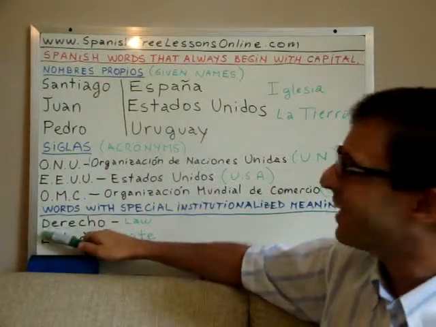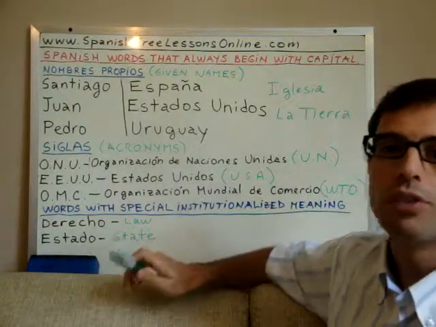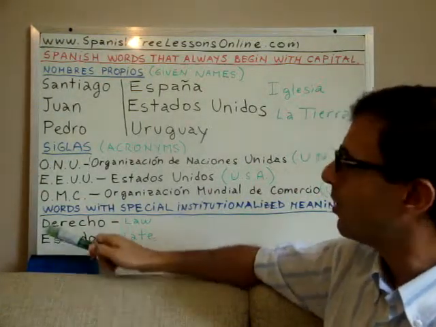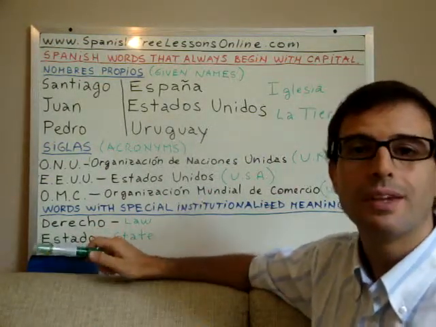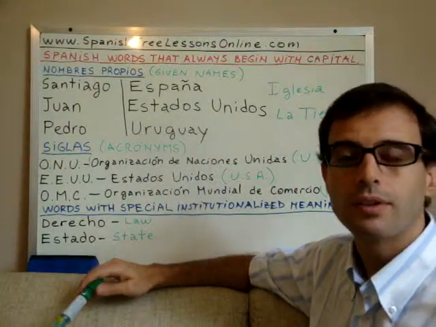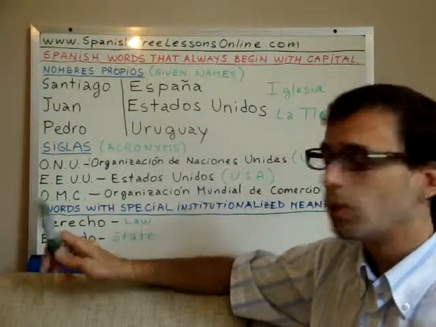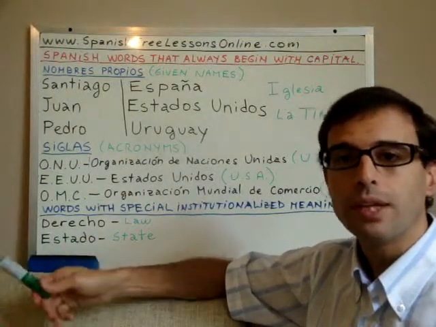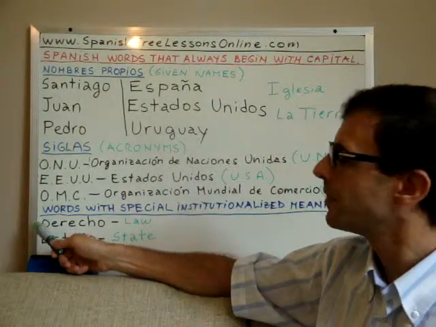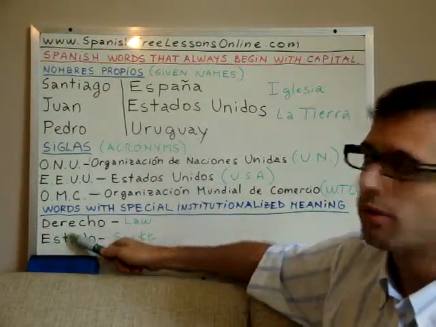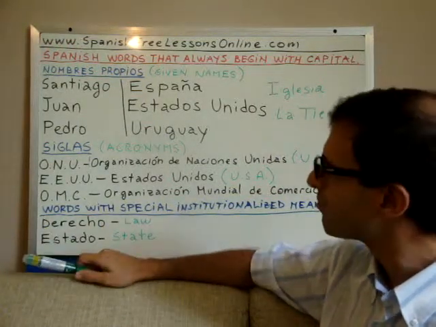So the word derecho, when referring to the law, always begins with D. The word derecho has other meanings: right or upright, or ahead. But when the word derecho has any of those other meanings, it does not have to begin with a capital D. Only when derecho refers to the law, then it always needs to begin with a capital.